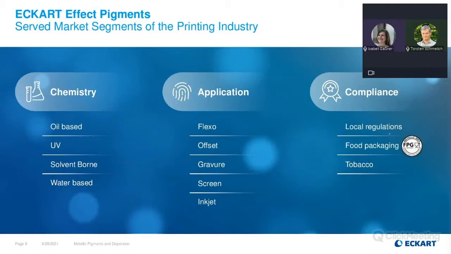Besides these local regulations, we are focusing on food packaging grade. FPG is our shortcut for this special market segment. This is to make sure that the products are tested and suitable for indirect food contact with lowest migration possible, and products are manufactured under GMP. This is to make sure that customers have enough confidence in using metallic inks for the growing field of the food packaging industry, targeting very high consumer confidence in the end.